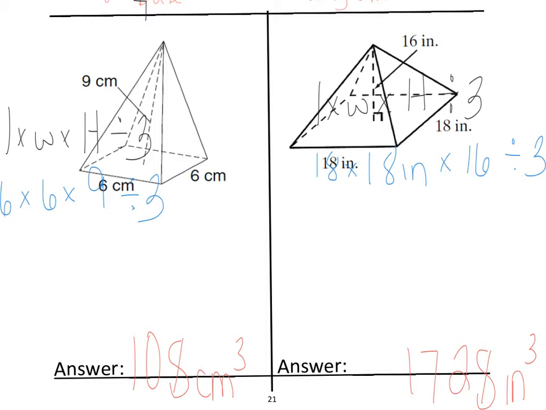The reason we're dividing by 3 is because it would take 3 pyramids to equal one square prism, or one prism. So we divide by 3 because the pyramid is 1/3 of the prism.